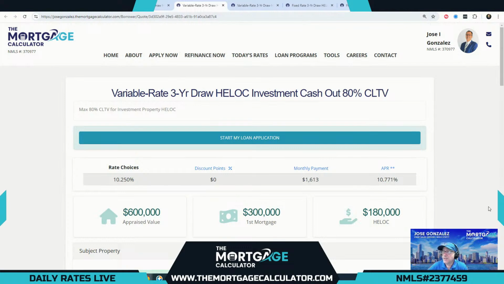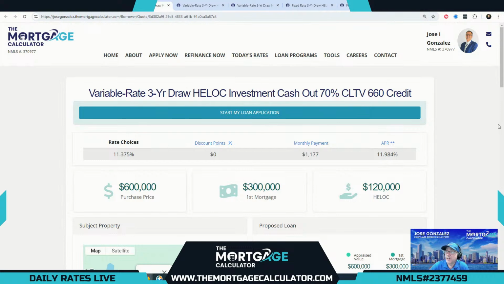So now the investment option here, variable rate, 3-year draw again, 80% CLTV. And our rate on this one is 10.25% at par for our investment cash out at the maximum CLTV. And our last option here for our low credit score borrowers is the investment option at a 70% CLTV with a 660 credit score. And the rate we're looking at is 11.375%.